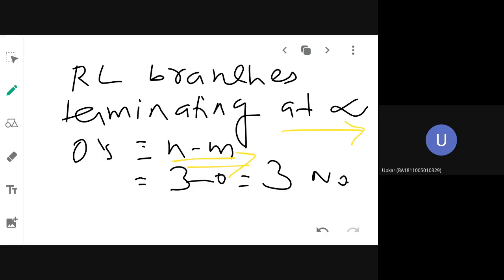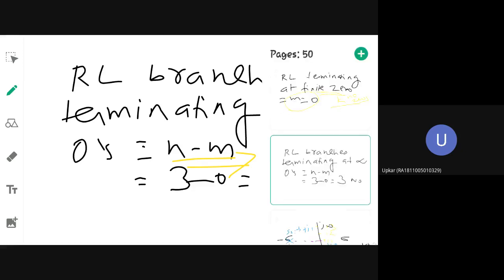Ma'am, finding out the number of zeros and poles and then finding out the location of the roots. So how many will be ending at finite zero? How many will be terminating at infinite zero? How many branches will there be totally? All these things you have to conclude. Okay, then only you can locate the poles and zeros. All right. Now, how to locate your poles and zeros?